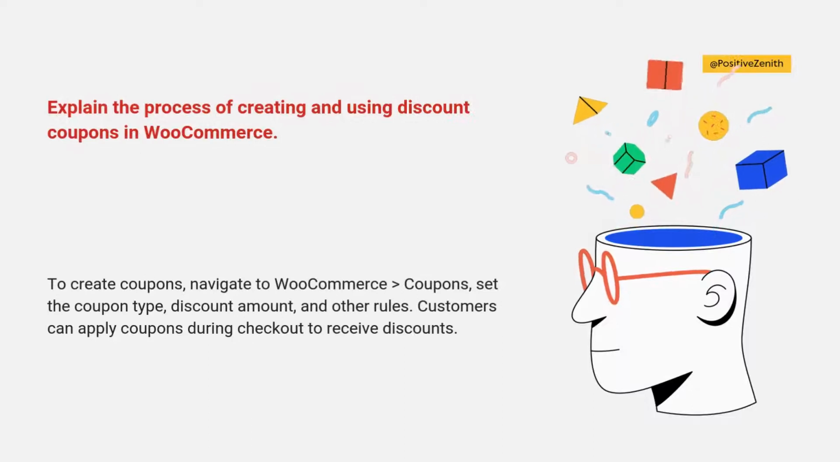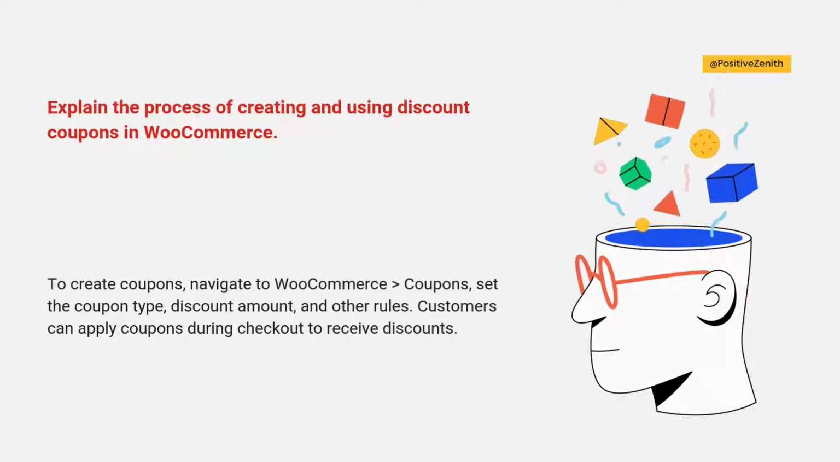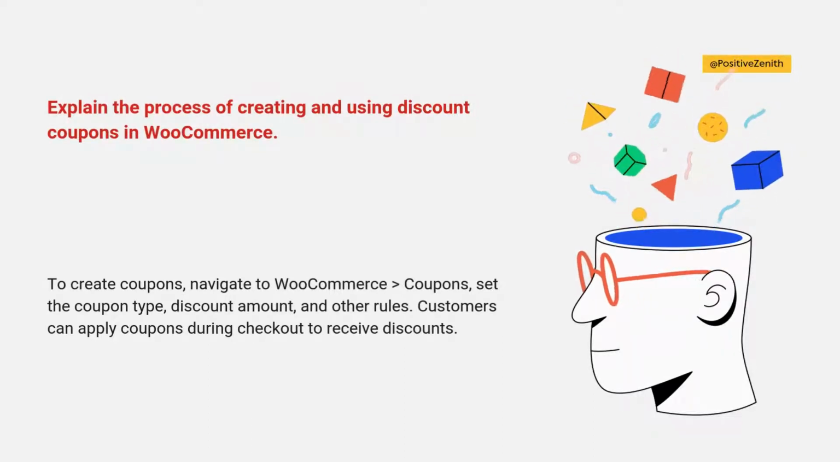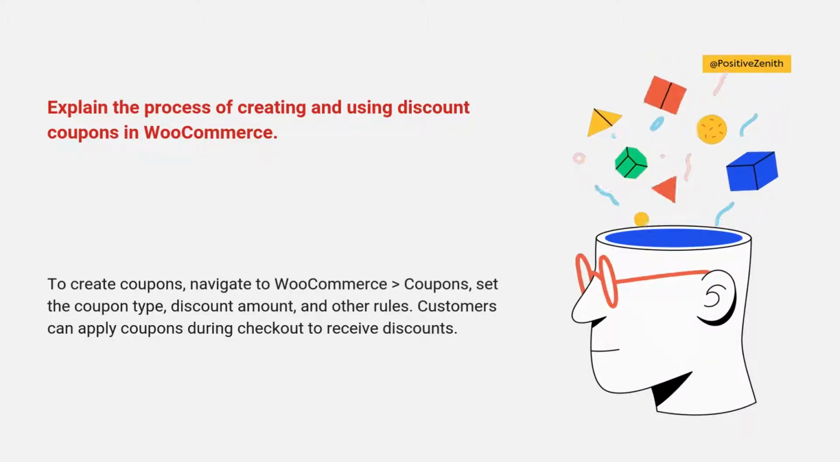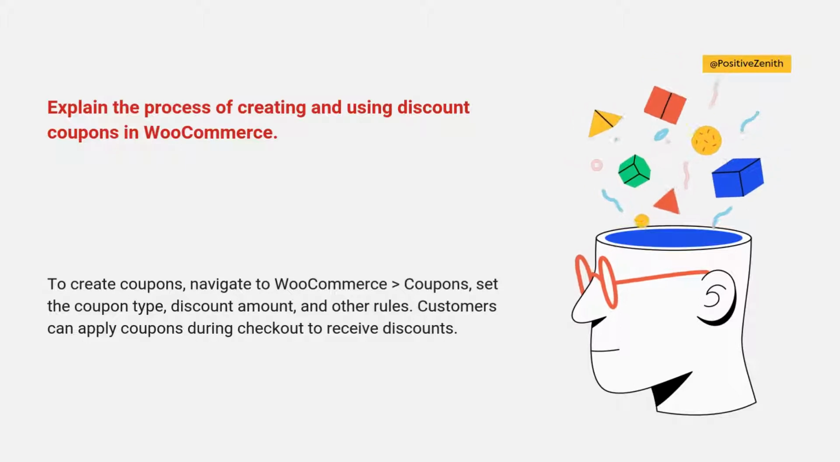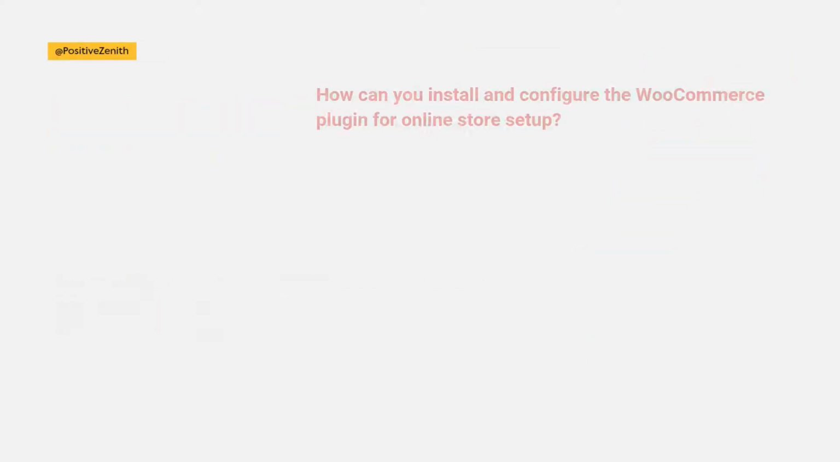Explain the process of creating and using discount coupons in WooCommerce. To create coupons, navigate to WooCommerce > Coupons, set the coupon type, discount amount, and other rules. Customers can apply coupons during checkout to receive discounts.